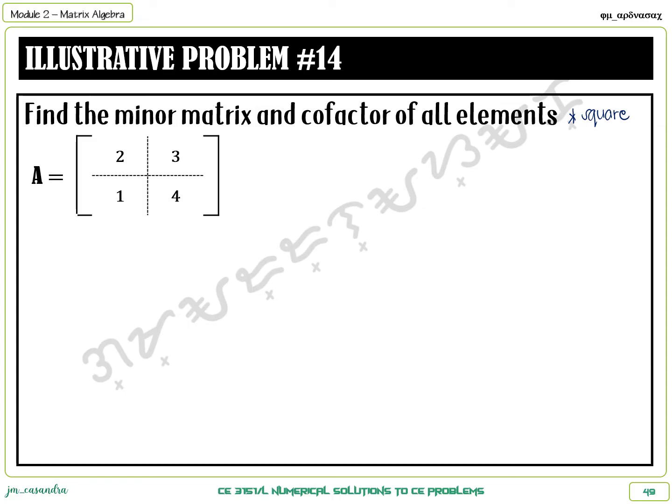So for our minor matrix, we'll have M11 for the first element, which is 2. We'll simply remove the corresponding row and column. So the remaining is 4. Okay. Next element, we have 3, that is M12. Let's remove the corresponding row and column. So for M12, its minor matrix is 1. Okay.